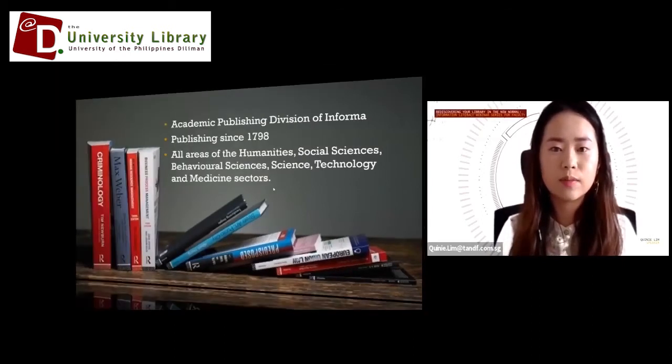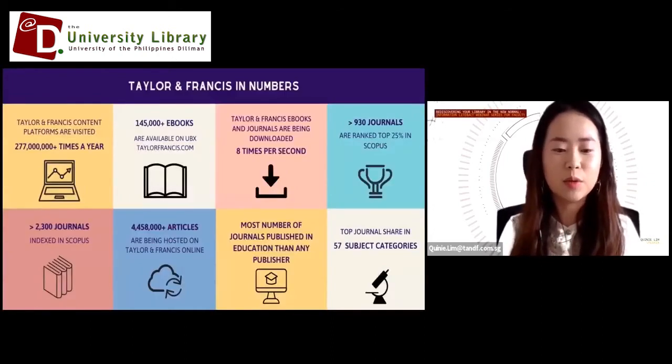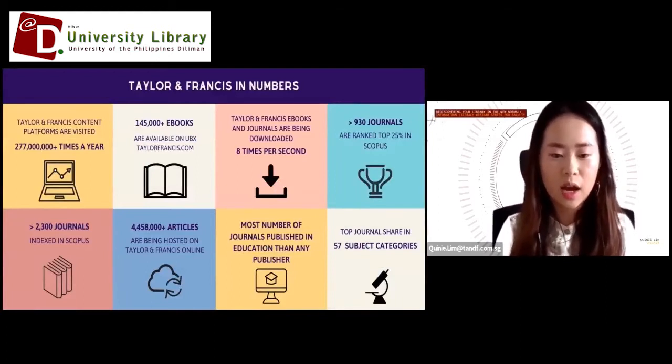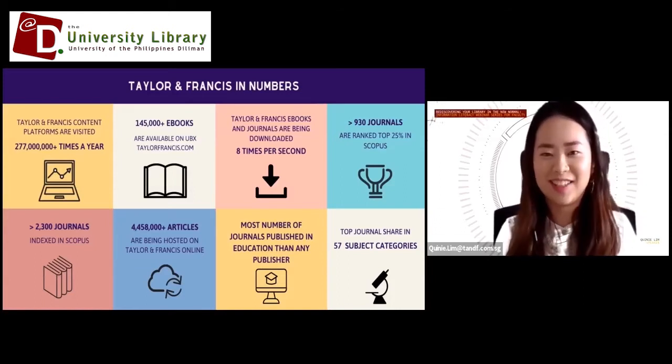Here are some interesting numbers about Taylor and Francis. Our journals and ebooks platforms are visited more than 277 million times a year. Our journals platform, Taylor and Francis Online, hosts about 4.5 million articles, and our ebooks platform has over 145,000 ebooks. More than 2,300 of Taylor and Francis journals are indexed on Scopus, and more than 930 are ranked top 25%. And on average, Taylor and Francis sells a book every 5 seconds.